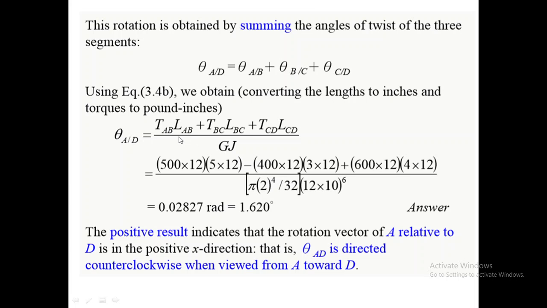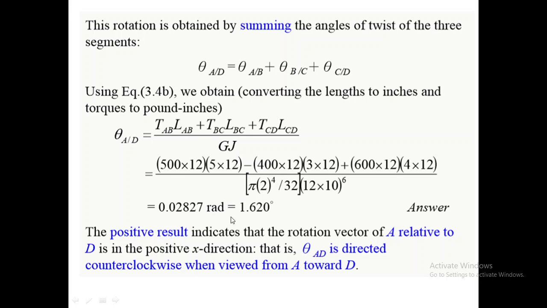The diameter of the shaft is the same. If, for example, the diameter of portion AB is different, then it will become JAB. If the diameter of BC is different, it will become JBC, and if the diameter of CD is different, then J will be different for CD. Then only G will be constant, which you can take outside, and we put TL by J, TL by J, and TL by J. Since the diameter is the same, J will be the same here.